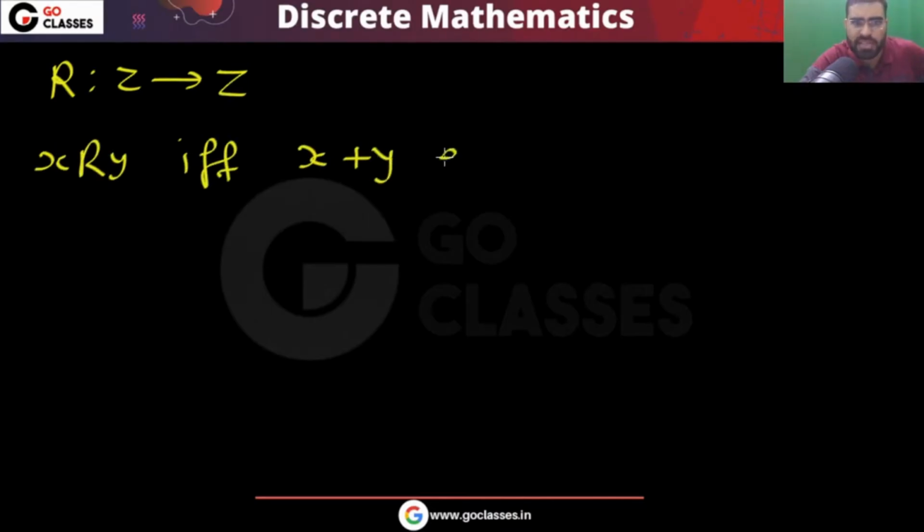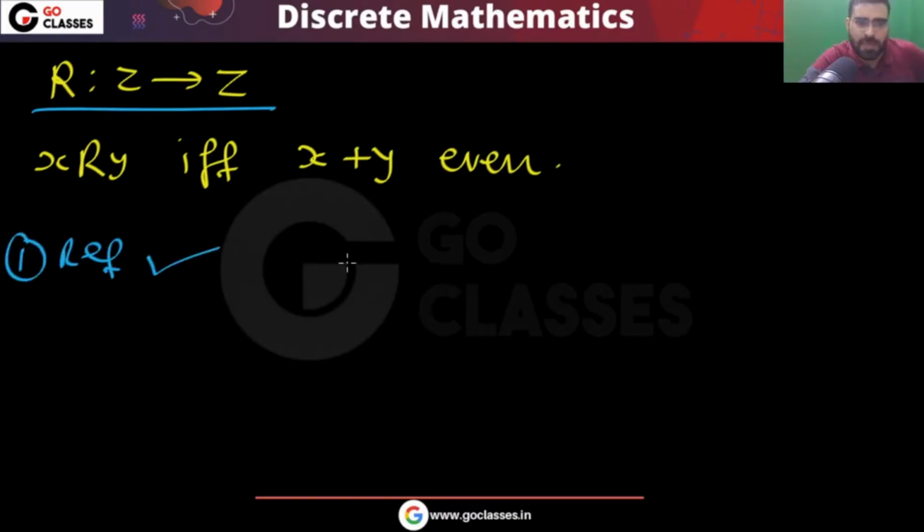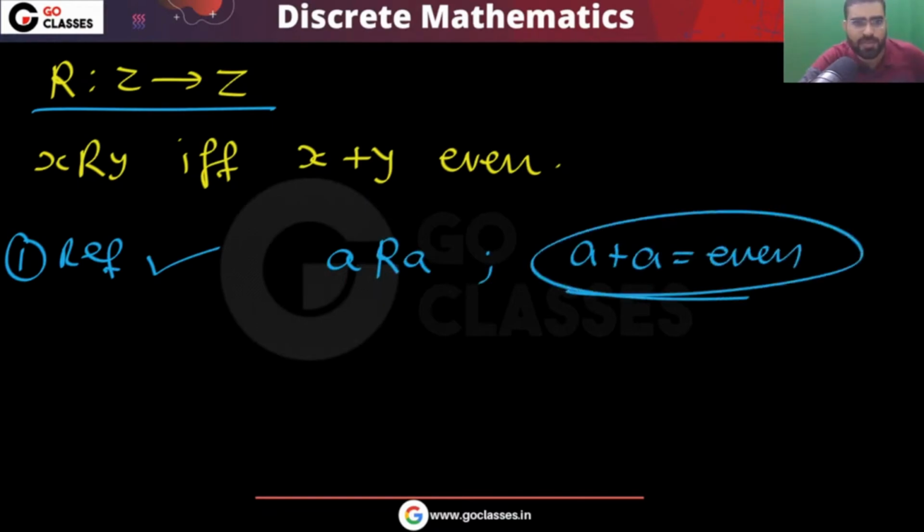Now tell me, is this reflexive? You have a relation from the set of integers to the set of integers, and you are saying that x is related to y if and only if x plus y is even. So tell me, is this reflexive on the set of integers? Yes, this is clearly a reflexive relation, because every element will be related to itself. You can easily see that a plus a will be even, always even for all a in the set of integers.